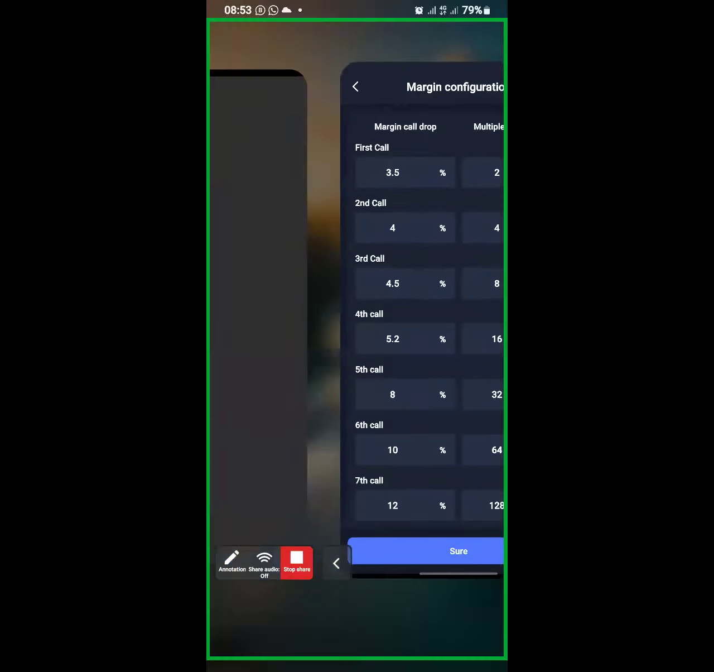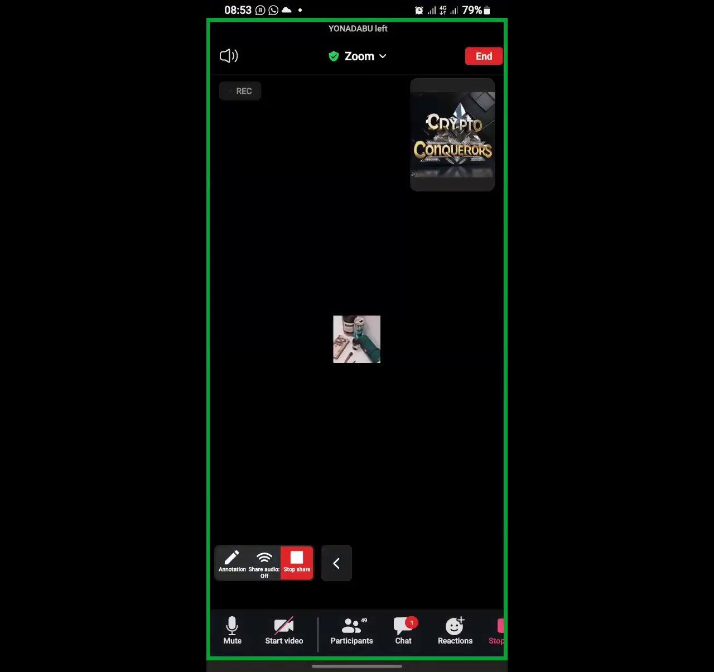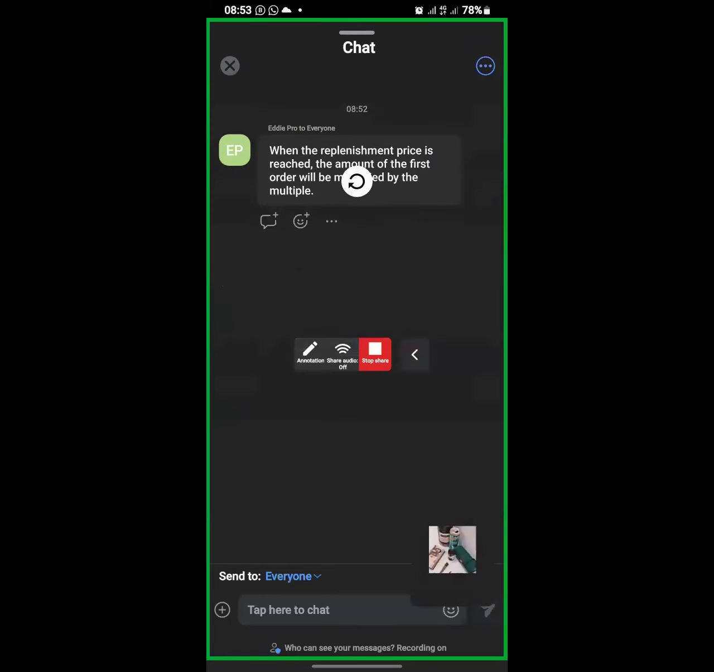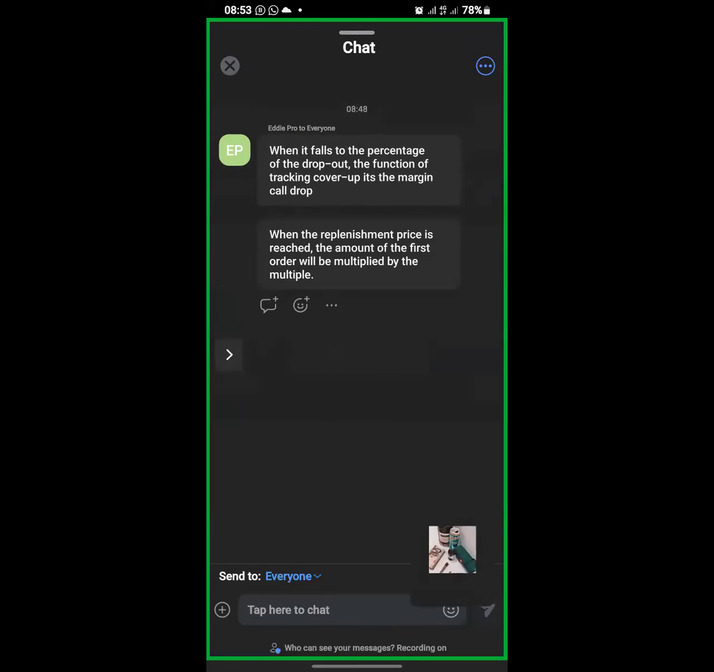Let me hope we're okay with that. By the time we all leave this Zoom, we know what this means. Let me hope we're okay with that.